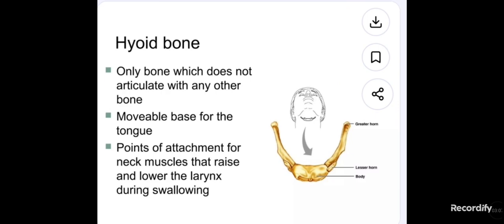The hyoid bone is the only bone which does not articulate with any other bones. It is a movable base for the tongue. It provides points of attachment for neck muscles that raise and lower the larynx during swallowing.